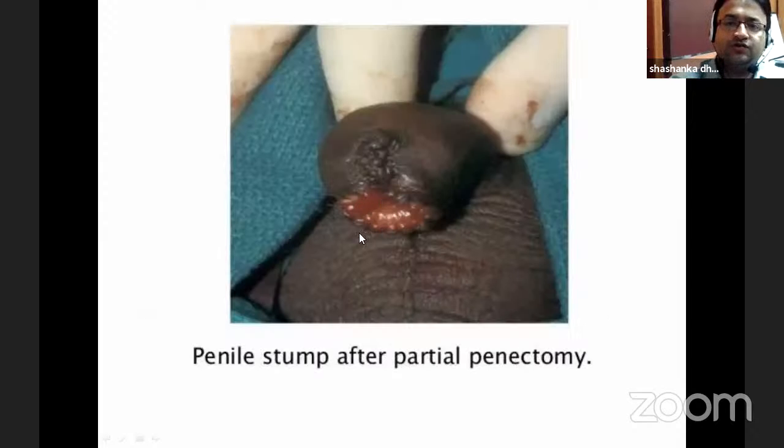This is how it looks at the end of the procedure. There's a proper covering of the glans with the preputial skin, and this is the new meatus that has been formed. It is wide enough to allow for good voiding.